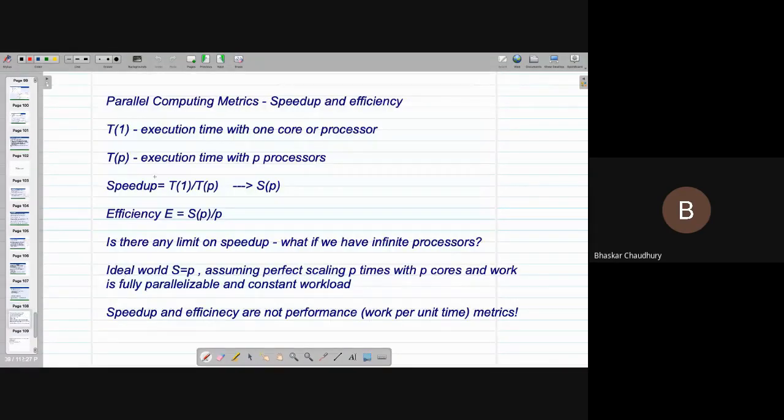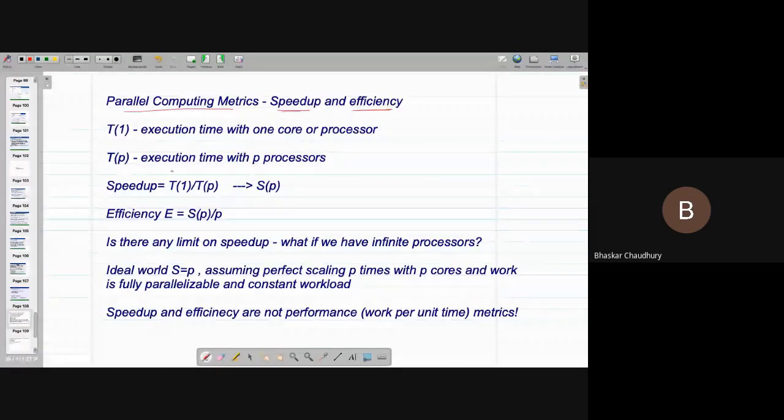Now we'll be looking into a couple of metrics which are very important in parallel computing. The two important metrics are speedup and the second one is efficiency. First I will give a very brief introduction to speedup and efficiency, and then we'll have a deeper understanding of them.